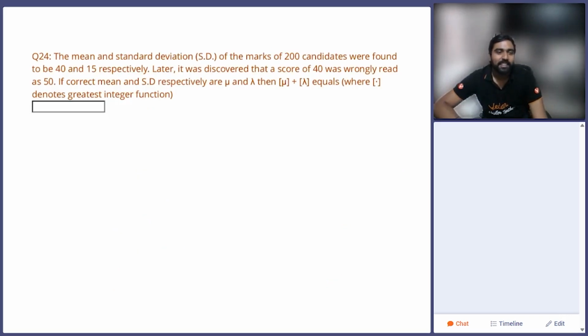Moving on. The mean and the standard deviation of 200 candidates were found to be 40 and 15.